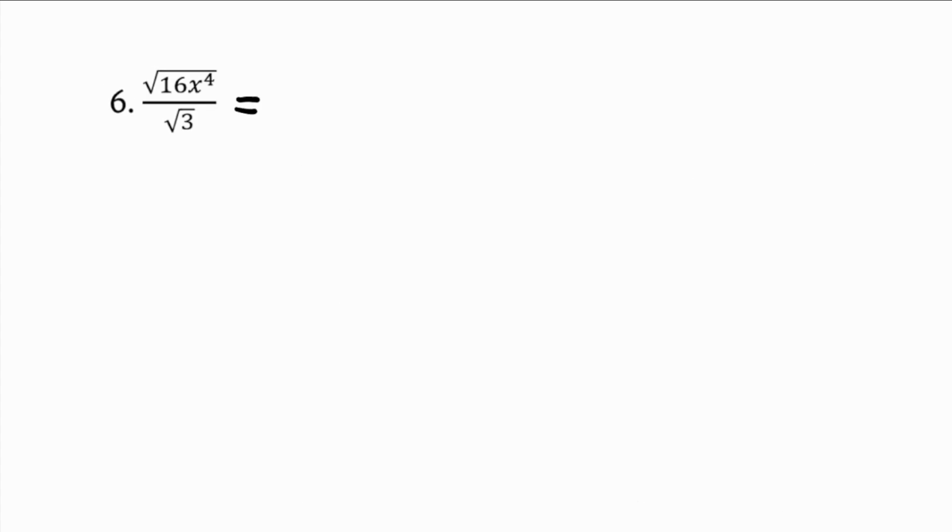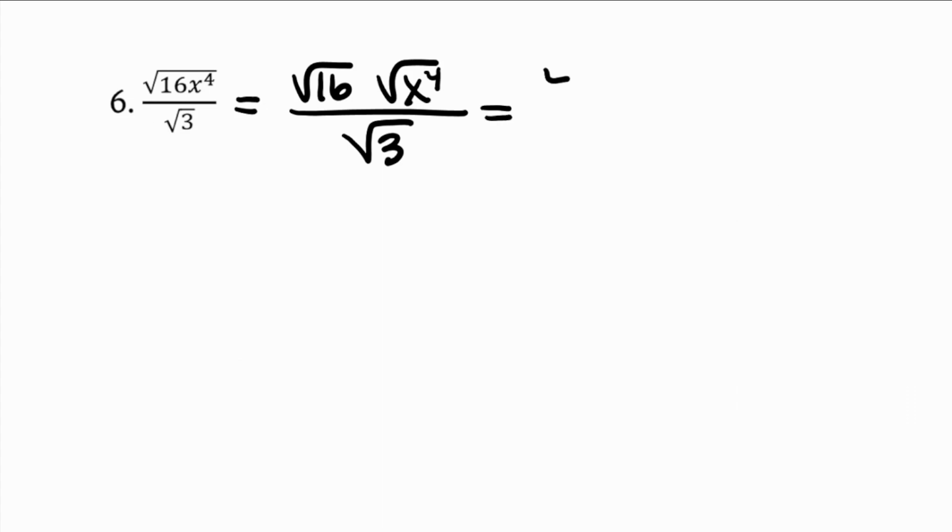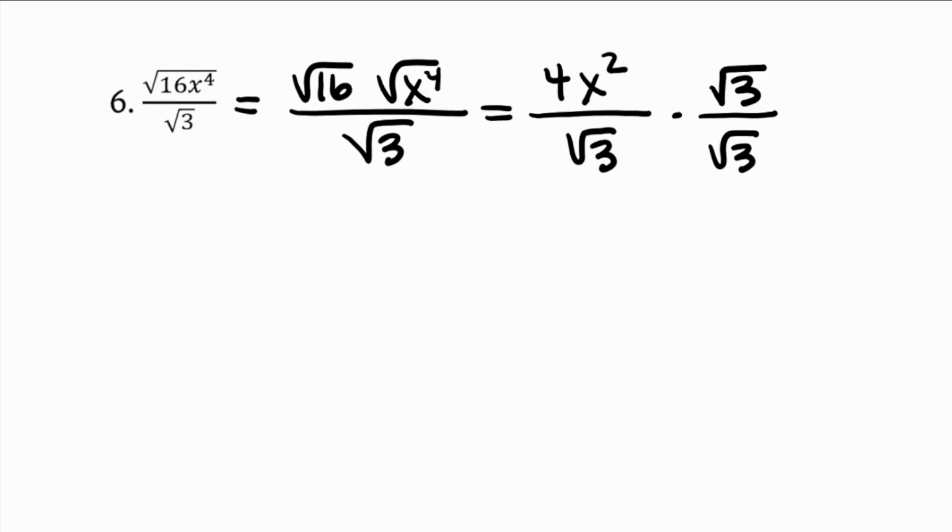Okay, with this one, we're going to take the square root of 16 and the square root of x to the 4 first, and then we're going to worry about rationalizing the denominator after. So this is going to be square root of 16, square root of x to the 4, divided by square root of 3. And that's what we're going to need to rationalize. So I need to multiply by the square root of 3 down here to get 3. And then I need to be fair by multiplying by square root of 3 on top, so I'm not changing the fraction by multiplying by something that isn't 1. And then I'll get 4 square root of 3x squared divided by 3.